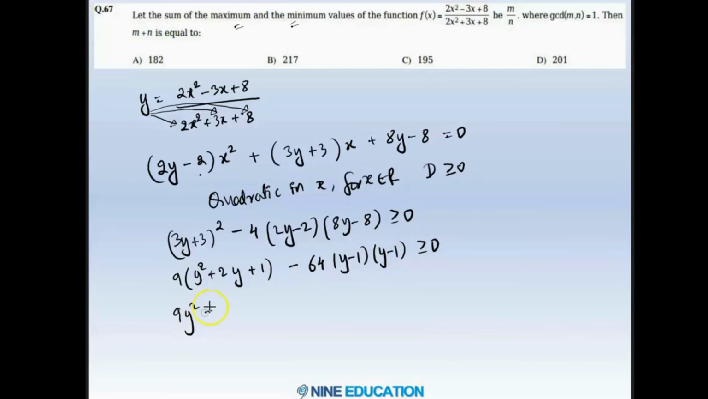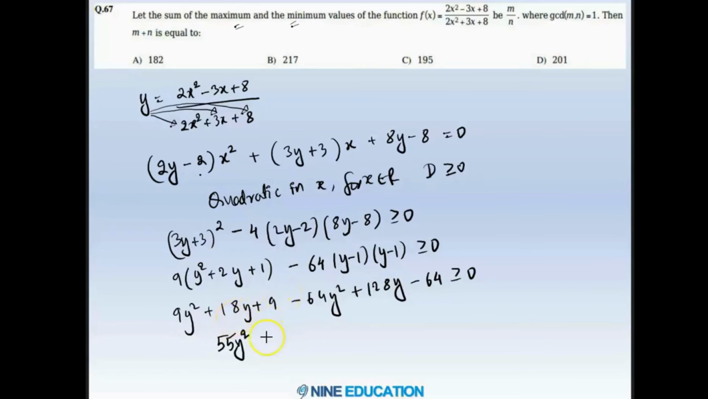So we are left with 9y² + 18y + 9 − 64y² + 128y − 64 greater than or equal to 0. If I transfer all these terms to the right side, it will be 64 − 9, that is 55y², and then 128 + 18 is 146, and on the right side it will become −146y, then 9 − 64, which on the right side becomes 64 − 9, again 55. This is going to be less than or equal to 0.